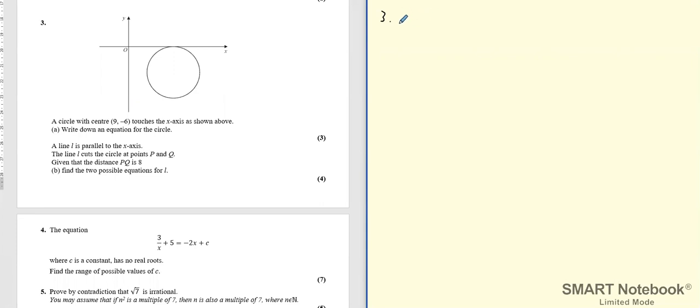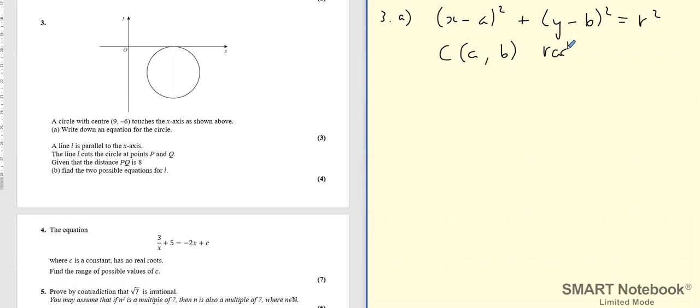So the general equation of a circle is (x - a)² + (y - b)² = r². That's for a circle with center (a, b) and radius r. In this case, we've been given the coordinates of the center. So we're going to say (x - 9)² + (y + 6)² = r².